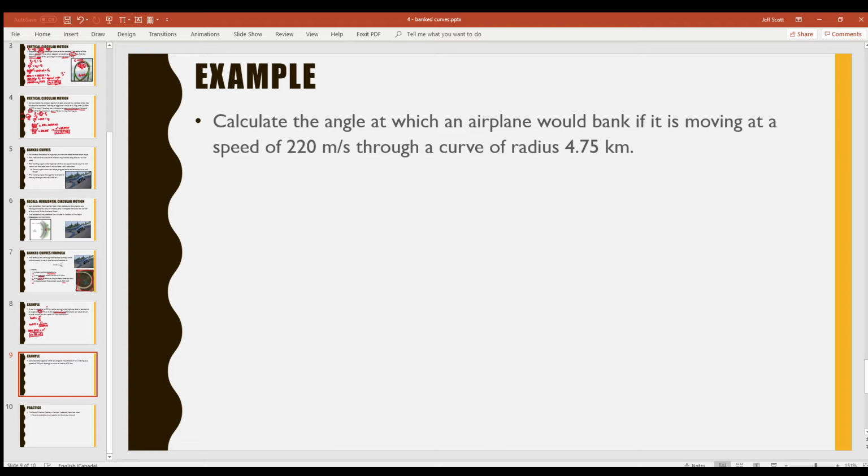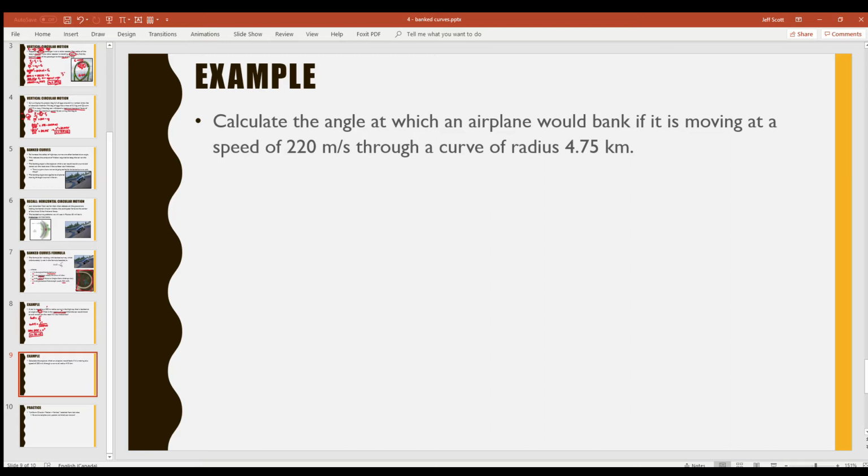We'll do one more example here now. Just pause the video so you can write this down. Okay, so calculate the angle at which an airplane would bank if it is moving at a speed of 220 meters per second through a curve of radius 4.75 kilometers.